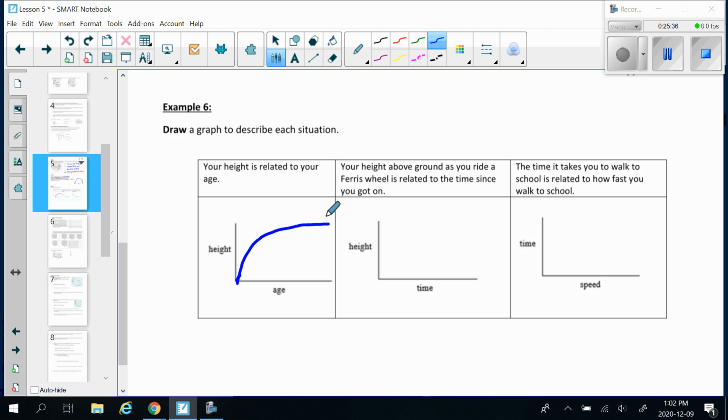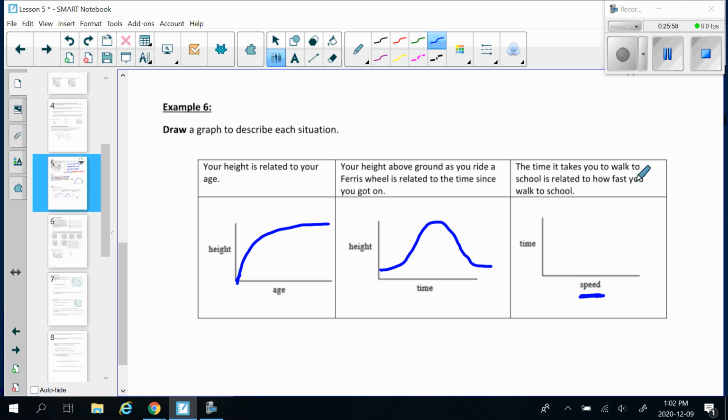What about your height above the ground as you ride a Ferris wheel? Okay, so at a Ferris wheel, you don't start on the ground, you're a little bit above the ground. And then as you go up, you're like, I'm going up, and then I'm coming back down again. But the Ferris wheel does not scrape the ground, so I don't want to see your graph scraping the ground. This one does not have time here. It's got speed, so this is not a single journey.